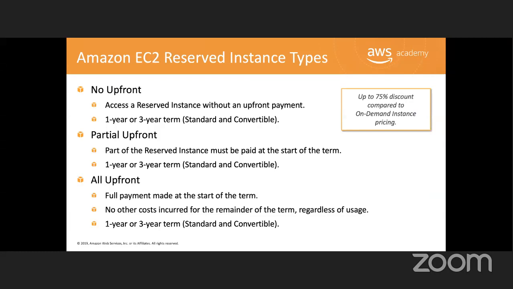Partial upfront. This is the second most inexpensive one. I said inexpensive because you save more money than no upfront, right? And less money than all upfront. That's why I said the second most inexpensive. So part of the reserved instances might be paid at the start of the term. Of course, it is partial upfront, right? And 1 year or 3 year term, standard or convertible.